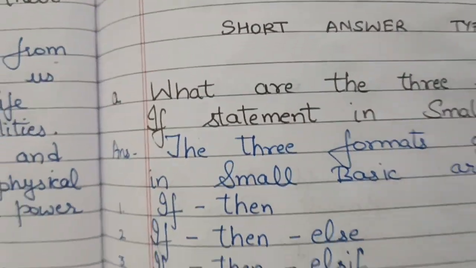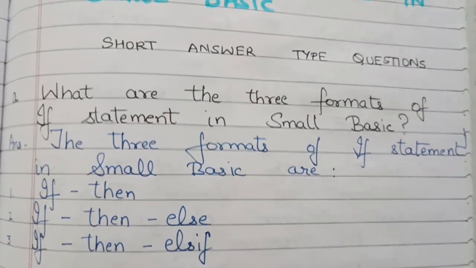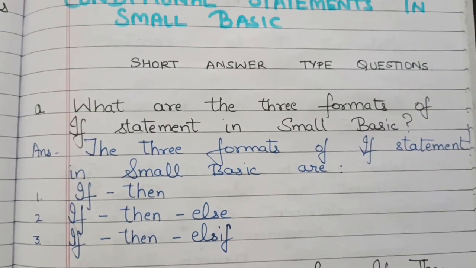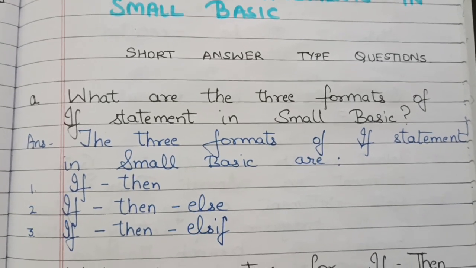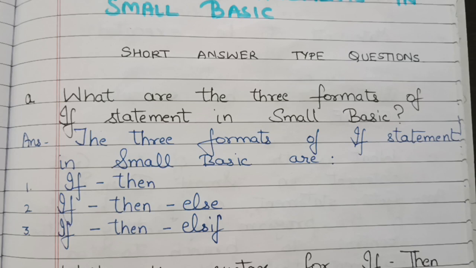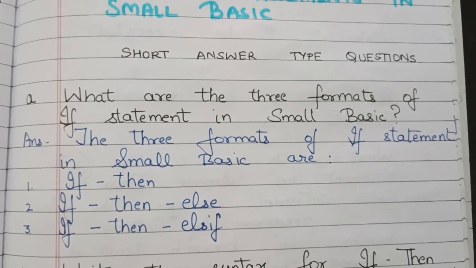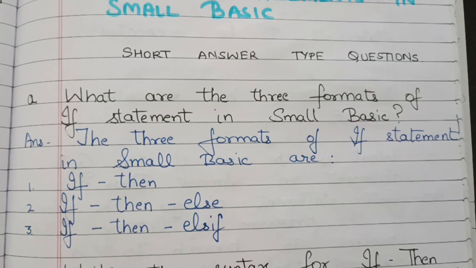Now we come to the question answers part. So, short answer type questions. First question is what are the three formats of the if statement in Small Basic? And the answer is, three formats of the if statement in Small Basic are If Then, If Then Else, and the third one is If Then ElseIf.